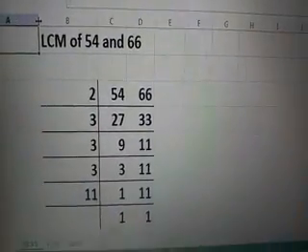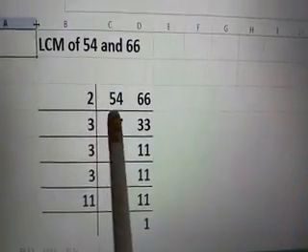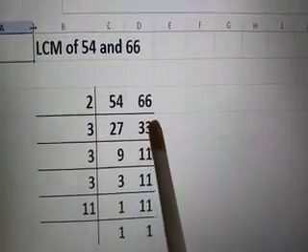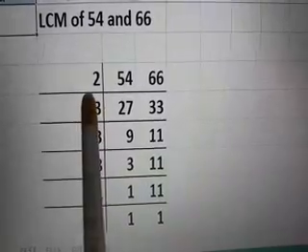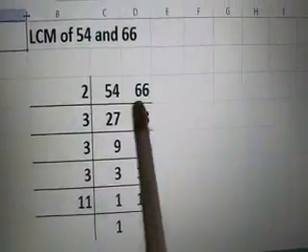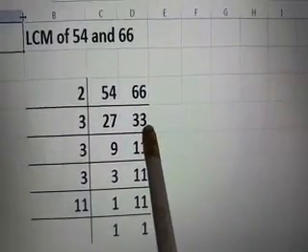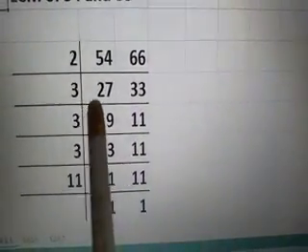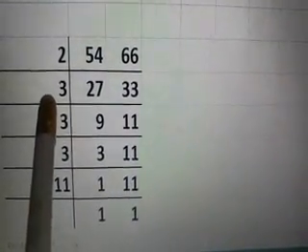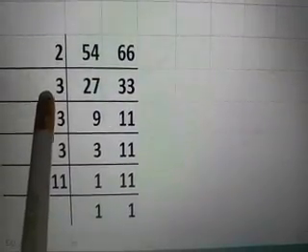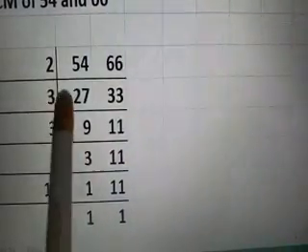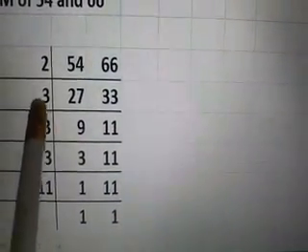We have to find it, so we will find the prime factors of 54 and 66. 54 and 66 both are even numbers, can be divided by 2. So the quotient is 27 and 66 divided by 2 is 33. Now, 27 and 33 both are odd numbers, cannot be divided by 2. So we will take the next prime number, that is 3. 27 divided by 3 is 9 and 33 divided by 3 is 11.